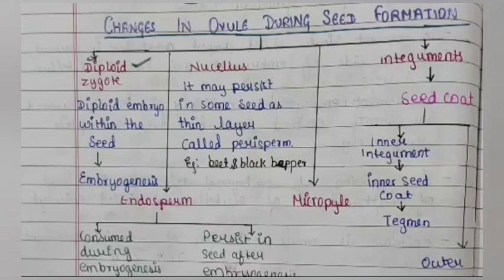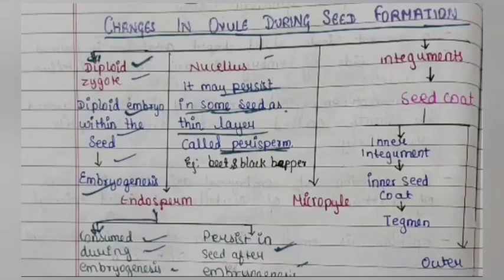First is the diploid zygote, from which the diploid embryo develops within the seed; that is known as embryogenesis. Now coming to endosperm, which can be completely consumed during embryogenesis or may persist in the seed after embryogenesis. Now coming to nucellus, it may persist in some seeds as a thin layer called perisperm, for example in beet and black pepper.